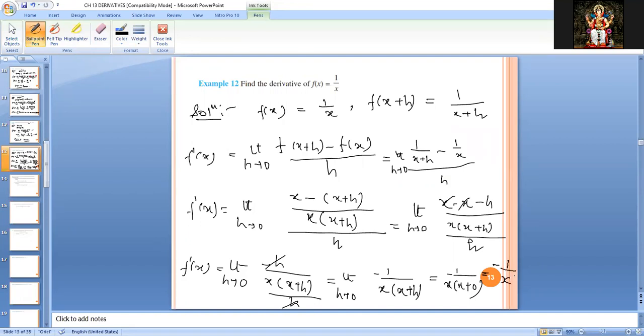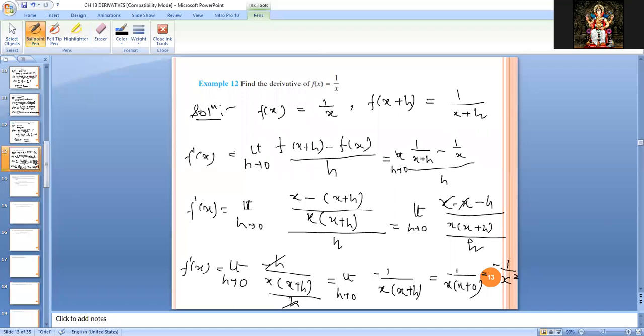Minus 1 upon x square. So we have to find the derivative of f of x is equal to 1 upon x. f of x is 1 upon x. We are writing f of x plus h, which will be replacing x with x plus h. It will be 1 upon x plus h.